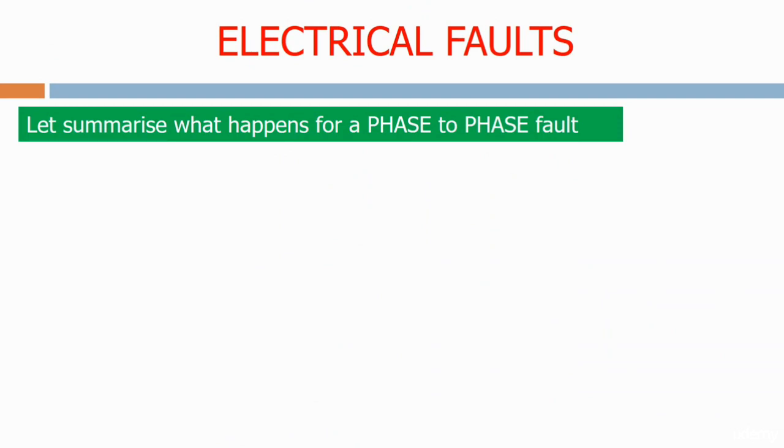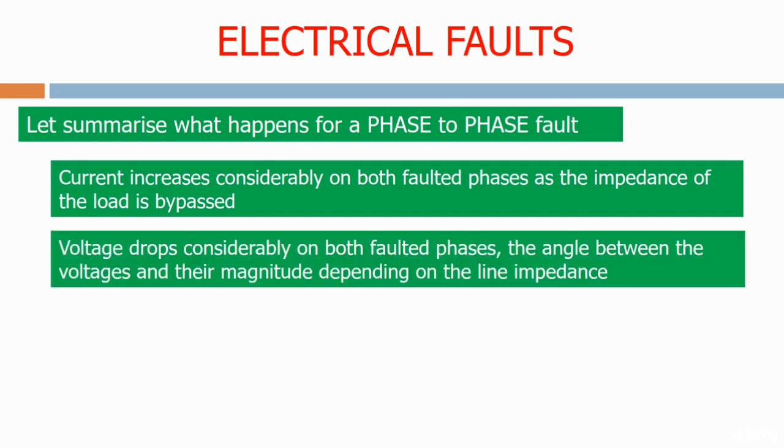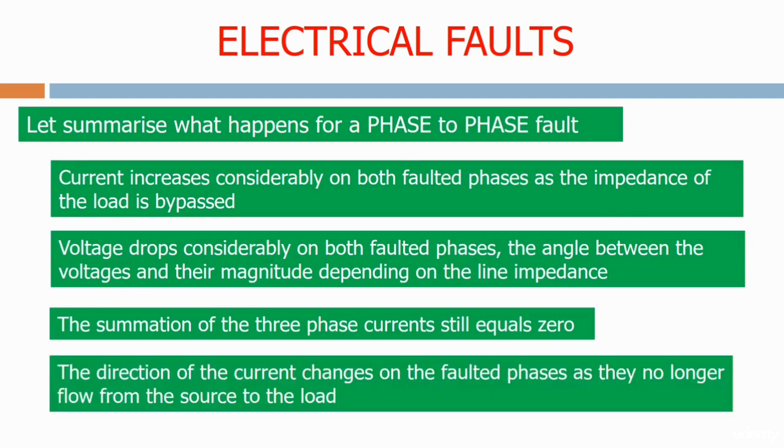Let's summarise what happens for the phase-to-phase fault. Current increases considerably on both faulted phases, as the impedance of the load is bypassed. Voltage drops considerably on both faulted phases. The angle between the voltages and their magnitude depending on the line impedance. The summation of the three-phase currents still equals zero. The direction of the current changes on the faulted phases, as they no longer flow from the source to the load.